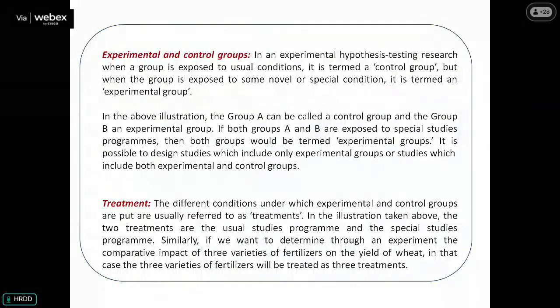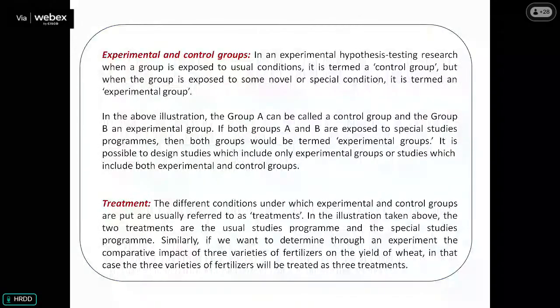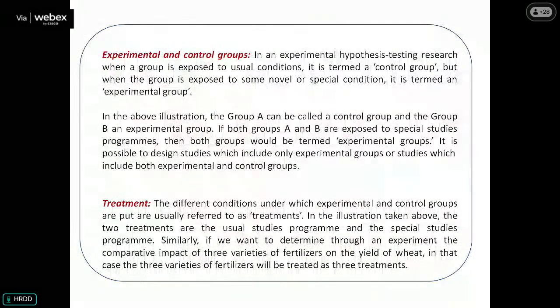Experimental and control groups: we have already understood what a control group is, where you are not allowing any effect of extraneous variables. So there are two types of groups. Here they are mentioning experimental groups and control groups. The experimental group is where you are manipulating the variable, and in the control group you are not manipulating the variable.